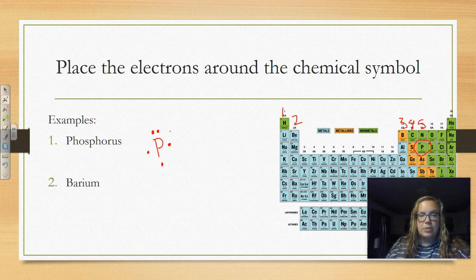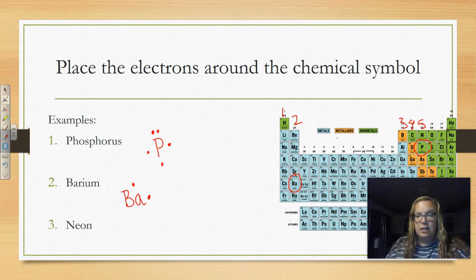My next example is barium. So I find barium on the periodic table. Barium has 2 valence electrons. So I write Ba, I write the symbol, and I simply place 2 valence electrons. Notice I did not put them next to each other as pairs. You have to spread them out first.